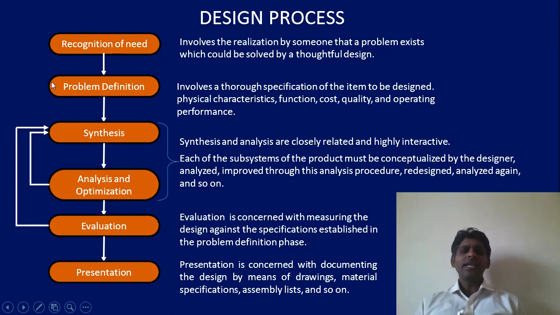So once we have the need, next we have the problem definition. Now what does this involve? This involves specification of the items to be designed. So what are the various things that are required to be done in designing this, for example the physical characteristics, function, for what reason it is being designed. All of this has to be defined in this particular stage, that is the problem definition stage.